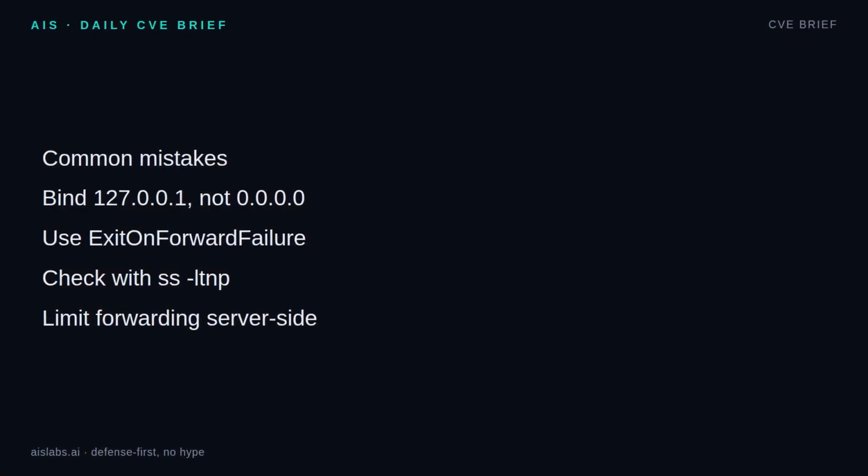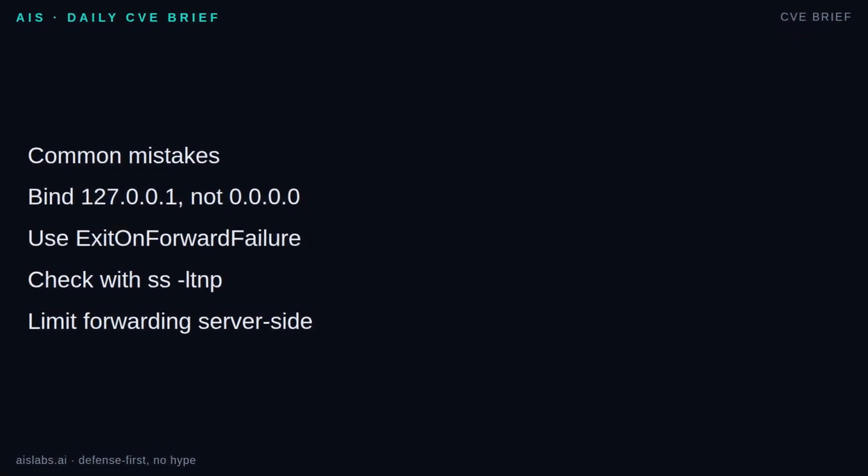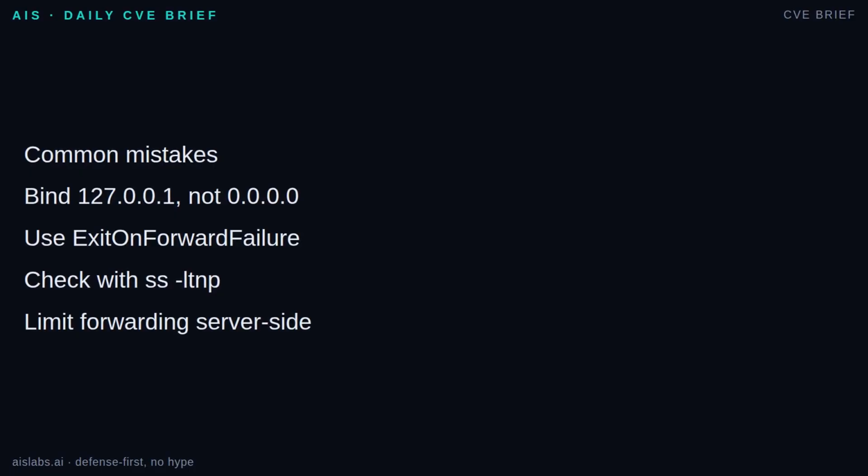The first mistake is binding the tunnel to every interface. If you use 0.0.0.0, coworkers, malware, or anyone on the same network may be able to use your tunnel, depending on host firewall rules. Use 127.0.0.1 unless you intentionally need a shared listener. Second, know that SSH authenticates the tunnel, but it does not magically authorize the target application. The database or dashboard still needs its own access controls.